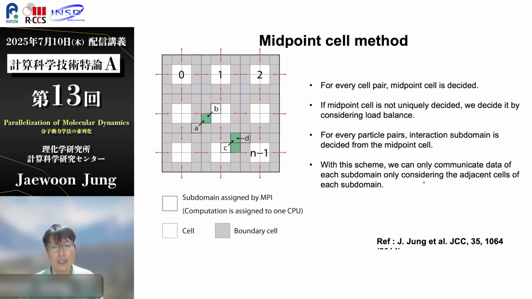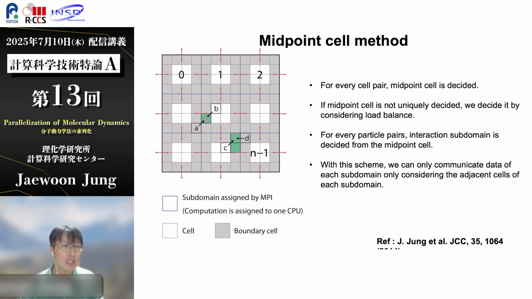And this is too technical, but the one thing I can say is that for a particle in this cell and in this cell, where this interaction is performed, it's considered by the midpoint of these two cells. So in fact, the data of A is in this MPI, and other data B is in another MPI. And where we calculate the interaction is based on the midpoint, where the midpoint cell is.